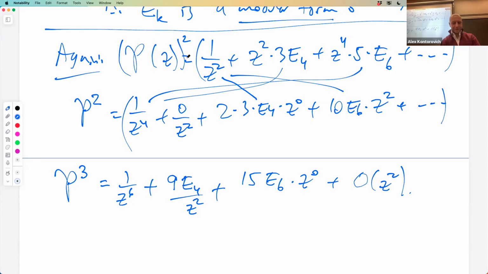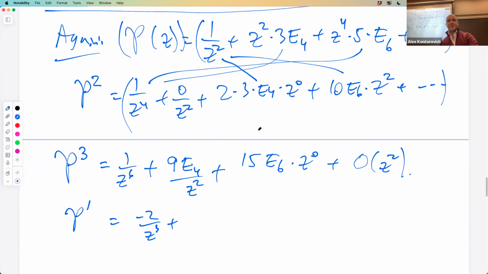Another nice thing about having the Taylor series is that we can differentiate term by term. So we can write down what p prime is. What's the derivative of this term by term? Z to the -2, the derivative is -2z cubed.